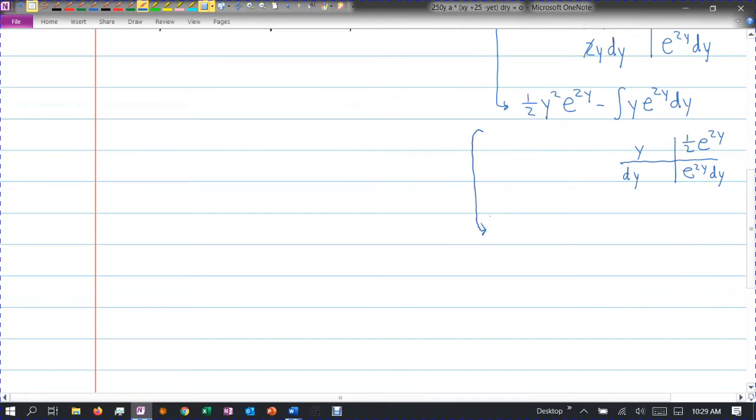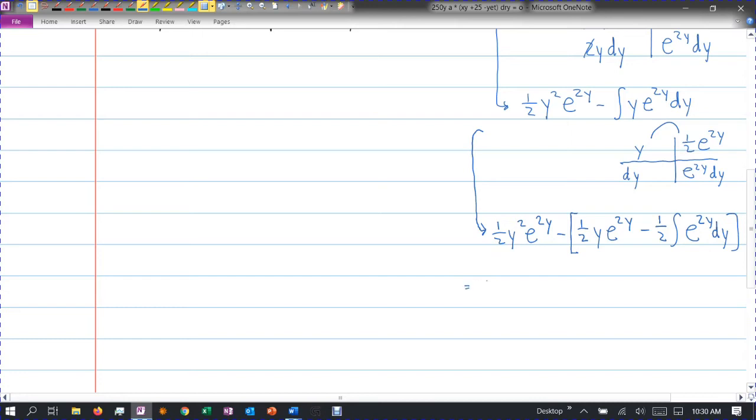So this becomes 1/2 y squared e to the 2y minus, okay, we're going to have this times this, so 1/2 y e to the 2y, but then remember this is minus everything we get, so minus 1/2 integral e to the 2y dy. And I can integrate that last piece without any integration by parts.